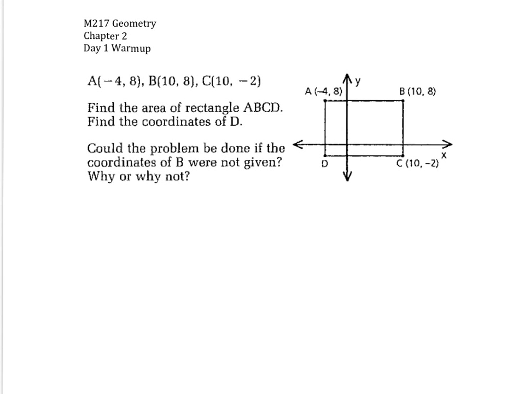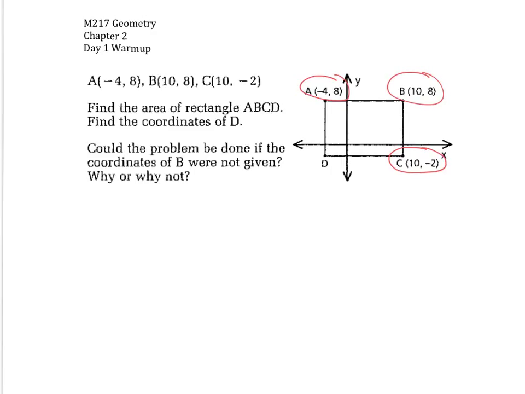So we have a rectangle placed in a coordinate grid. And we know the 3 coordinates of the vertices of the rectangle. And the question here is that we need to find the area of this rectangle and then find the coordinates of D.